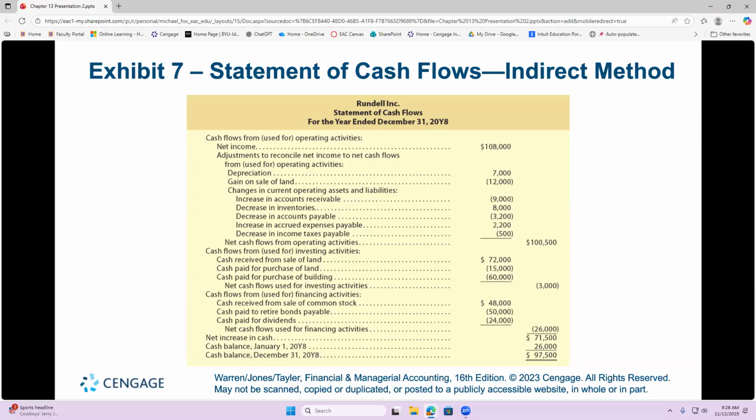Accrued expenses payable went up, so they did a positive adjustment to cash. And the income taxes payable went down, so they did a negative adjustment to cash. And at the end of all that, they figured out that they had $100,500 in net cash flow from operating activities.